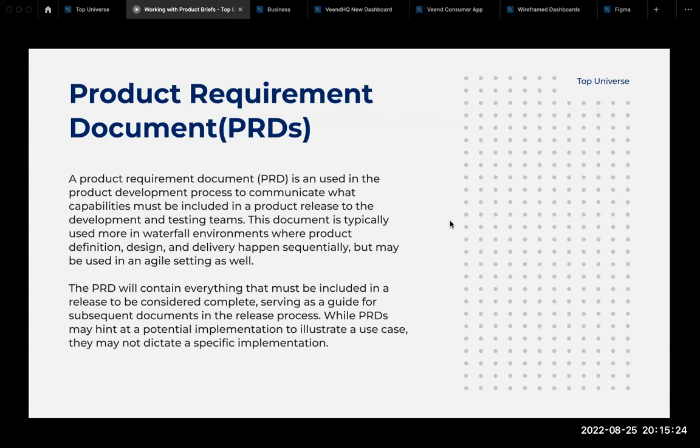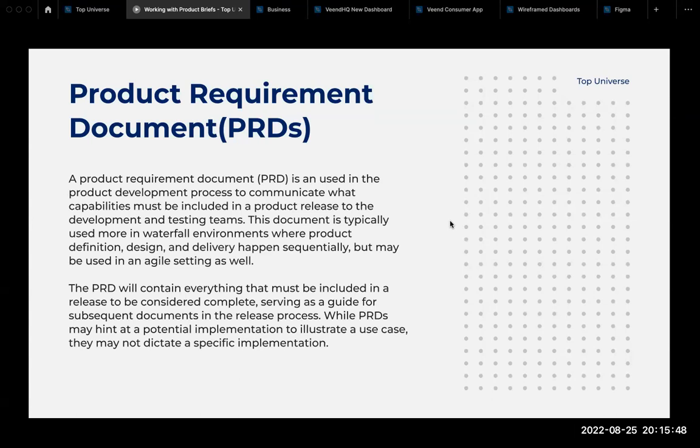This document is typically used more in waterfall environments where product definition, design, and delivery happen sequentially, but it may be used in an agile setting as well. The PRD will contain everything that must be included in a release to be considered complete, serving as a guide for subsequent documents and release processes. So that's what a PRD does.